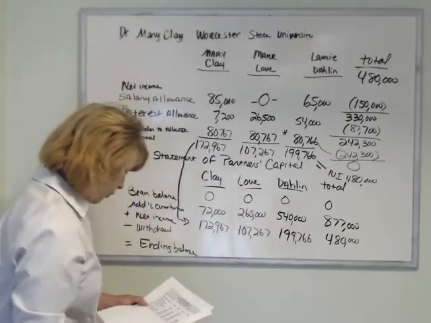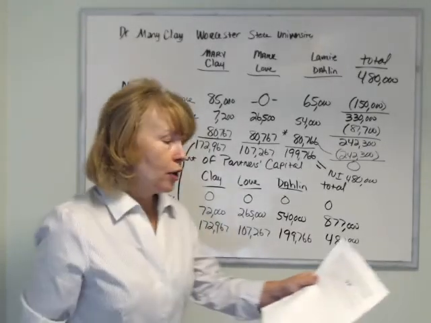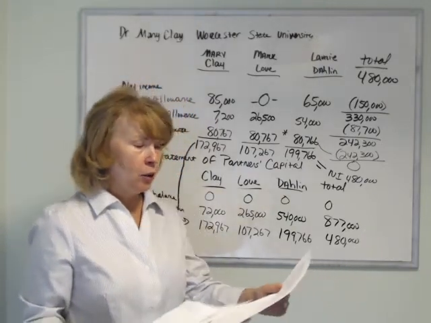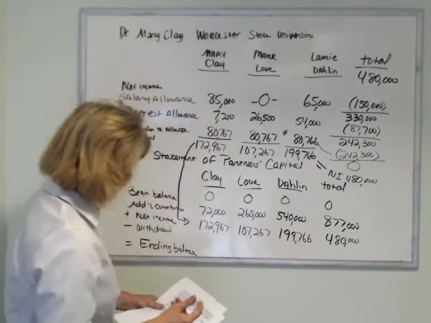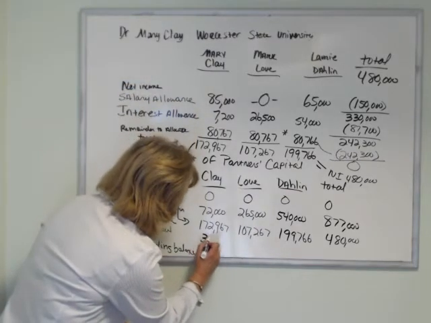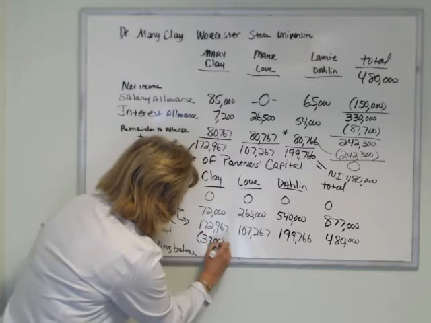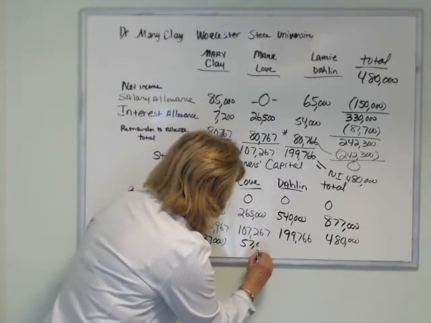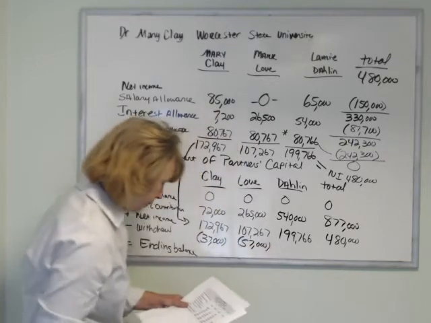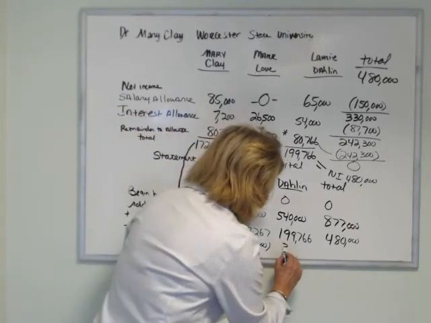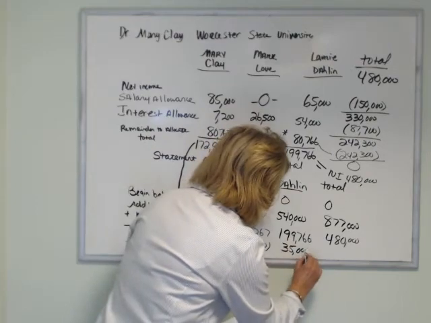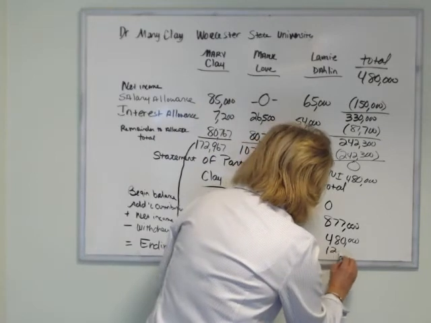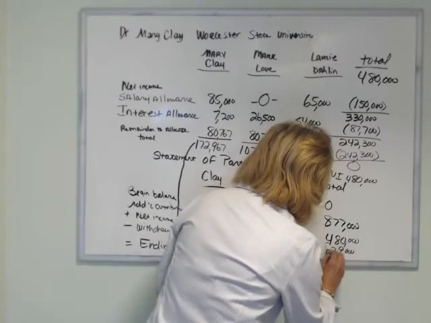All right, withdrew. What did they withdraw? It tells you right in the problem. Clay withdrew 37, Love withdrew 57, and Delene withdrew 35. So just put in those numbers. Clay withdrew 37. Make sure that's a negative. You're withdrawing money from the business. Love withdrew 57. Show it as a negative. Delene withdrew 35. Show that as a negative. Okay? Go across. Your total withdrawals are $129,000.